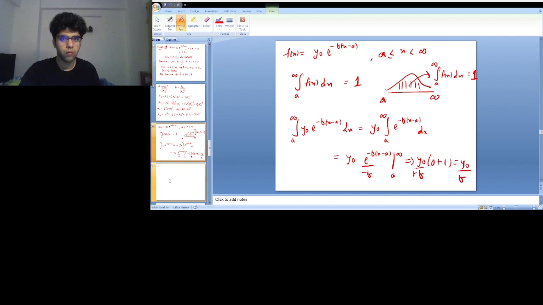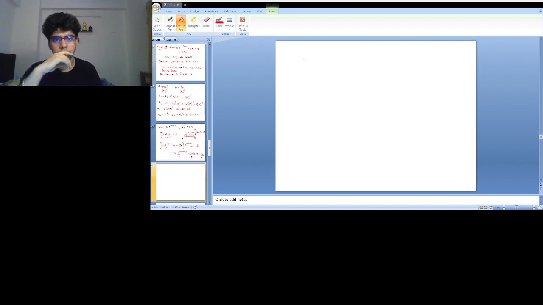And now we know that this should be equal to 1, right? This integral, the PDF, should be equal to 1. So y0 upon b is equal to 1. This whole integral should be equal to 1, and the value of this integral is y0 upon b. So y0 upon b equals 1. This shows that y0 is equal to b, right?